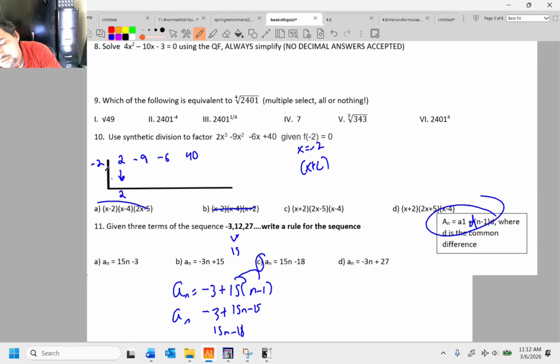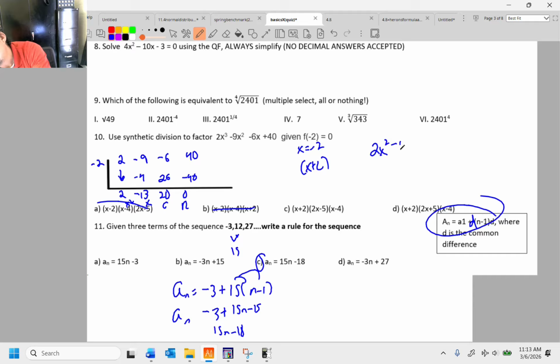And then we hit it with DMA. -2 times 2 is -4. -9 plus -4 is -13. -2 times -13 is 26. -6 plus 26 is 20. -2 times 20 is -40. Remainder 0. Remainder, constant, x squared.